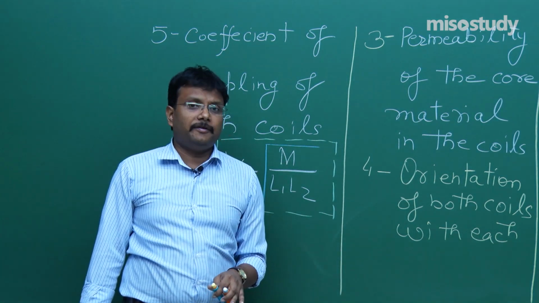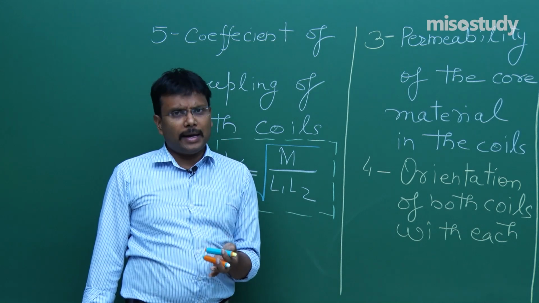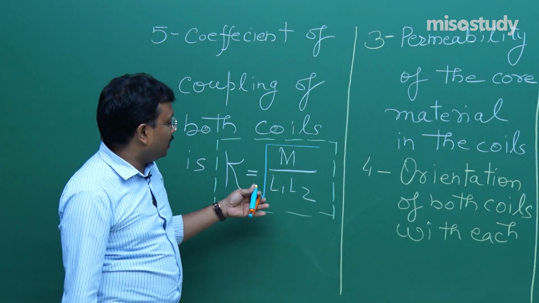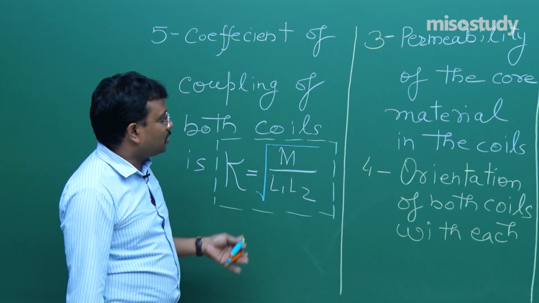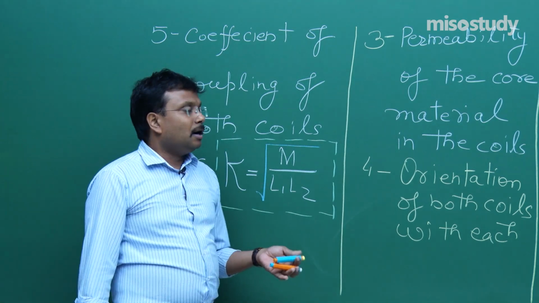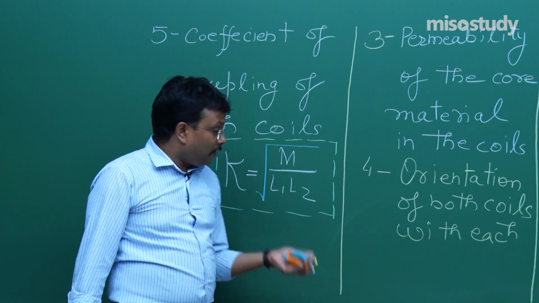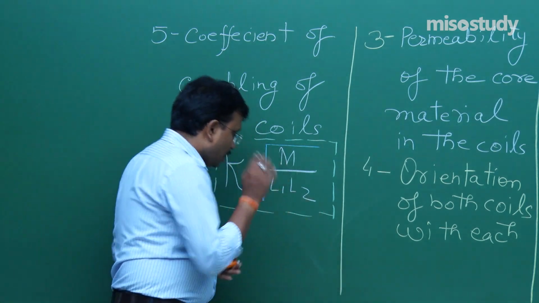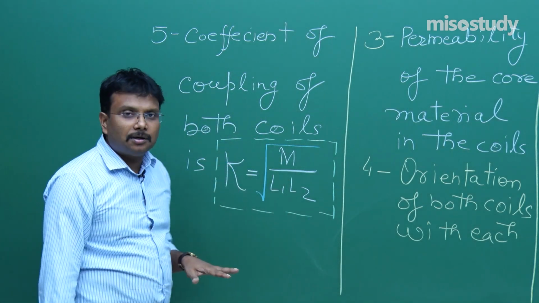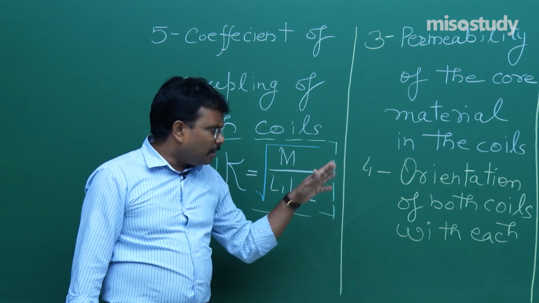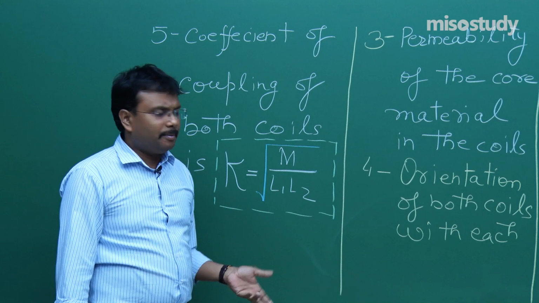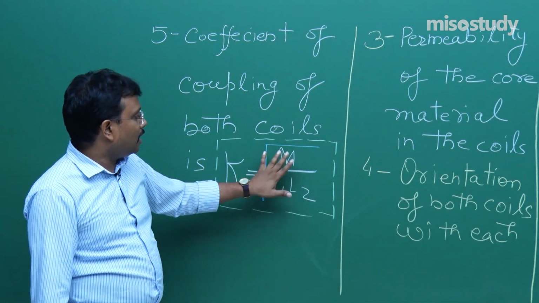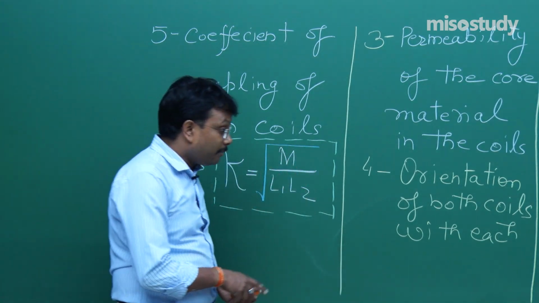L1 L2 is what? L1 L2 is self inductance of each coil. This primary coil has self inductance L1, secondary coil has inductance L2. So, this is something which is defined as the coefficient of coupling. This derivation is not as per this particular CBSE syllabus. So, that is why I am skipping that, I am directly mentioning this formula.